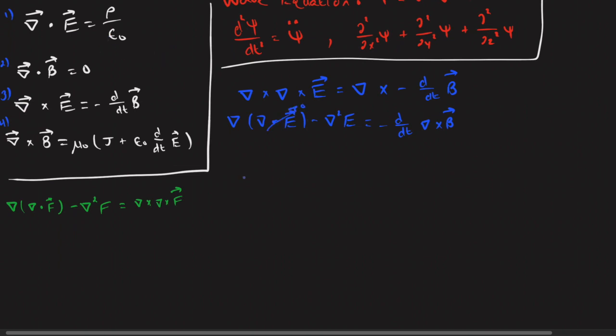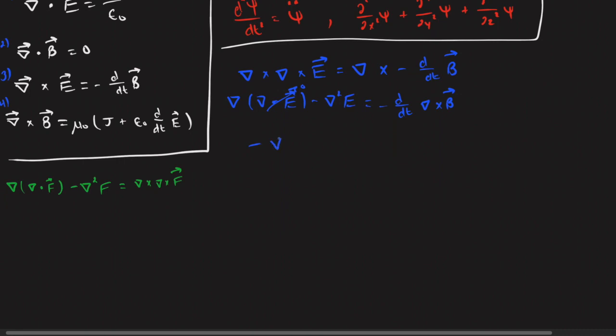And we're left with this part. And we're going to take the minus d over dt. We'll drop the negative signs in the next part, but we're going to see that this is just this. So we're going to use this: mu naught j plus epsilon naught d over dt of the electric field.